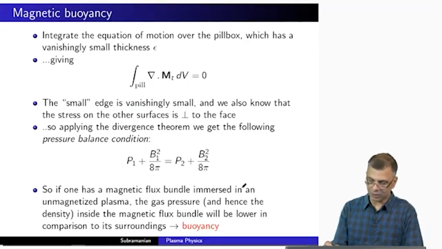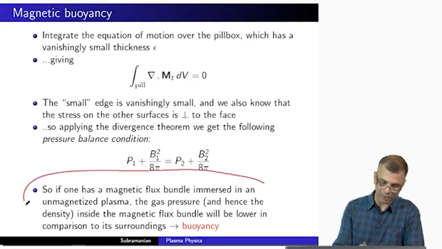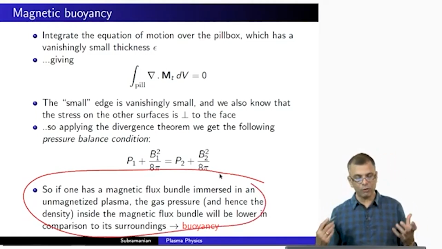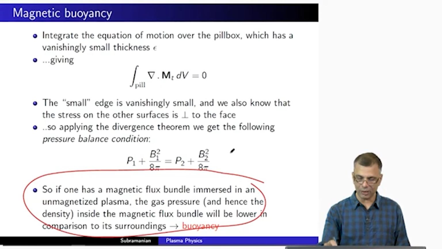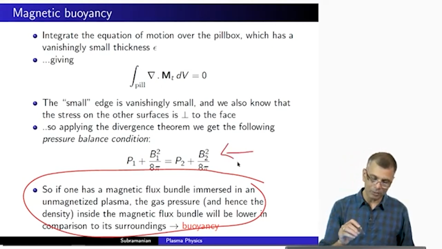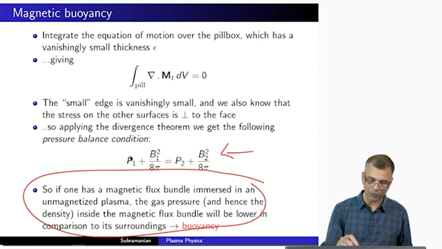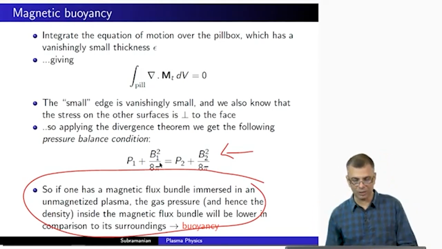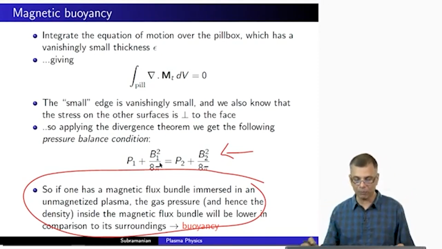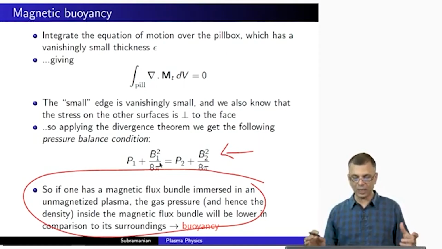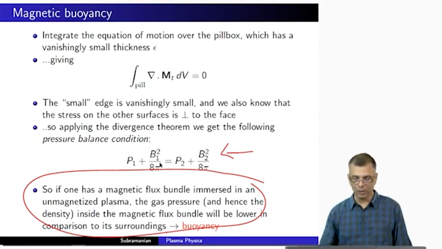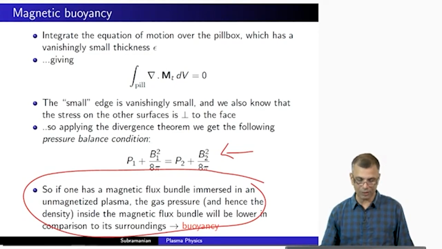So, this is what we essentially said, this consequence of magnetic buoyancy. This is a direct consequence of the pressure balance condition, the fact that the gas pressure plus the magnetic pressure has to be constant. So if you have a magnetic flux bundle immersed in an unmagnetized plasma, the gas pressure and hence the density inside the magnetic flux bundle will be lower in comparison to its surroundings.